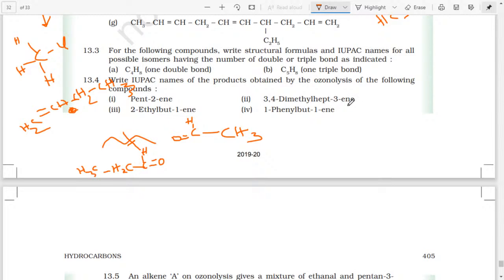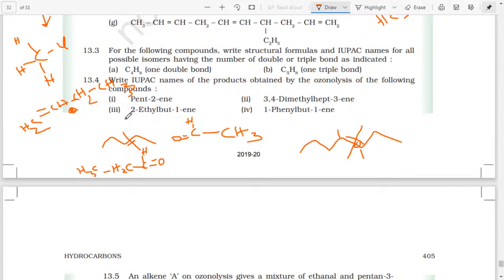So 3,4-dimethyl hept-3-ene. Numbering 1, 2, 3, 4, 5, 6, 7, the 3-ene is here, with 3,4-dimethyl. If you break here, you are going to get 2-butanone, just add oxygen here, and on the other side 1, 2, 3, 4, 5, 2-pentanone. So 2-butanone and 2-pentanone you are going to get from this.